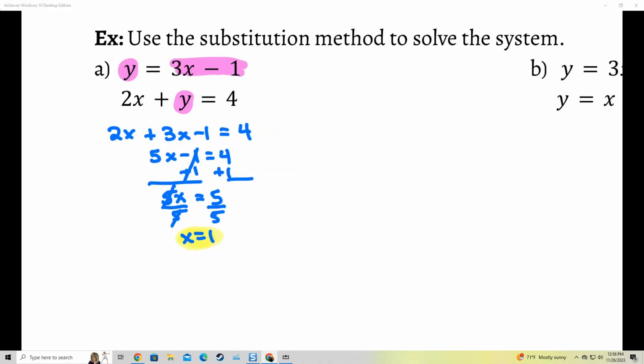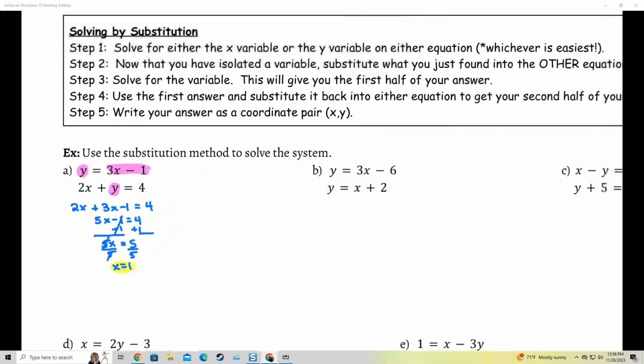I get to take that x, and I'm going to step 4. Let me read step 3 again. Solve for the variable. I just did that. This is going to give me the first half of the answer. So the first half of my answer is x equals 1. I got one of the halves. The other part is step 4, use the first answer and substitute it back into either equation to get the second half of your answer.